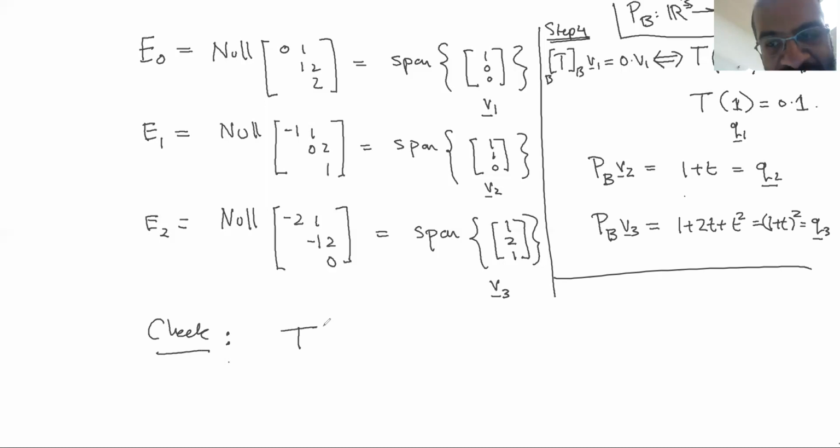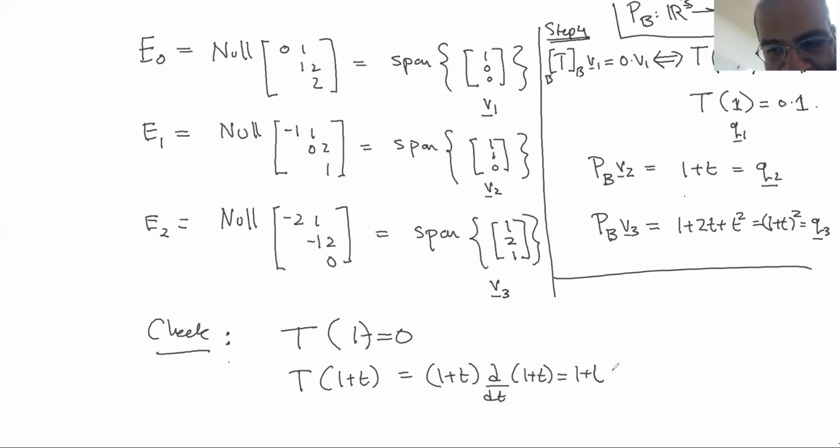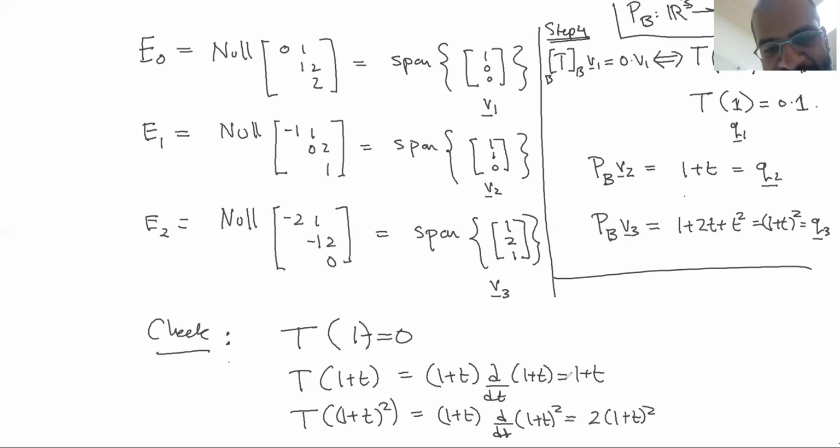So indeed, T of 1 is 0. We already checked that. T of 1 plus t is 1 plus t times the derivative of 1 plus t, which is just 1 plus t. Then T of (1 plus t) squared is 1 plus t times the derivative of (1 plus t) squared, which is 2 times (1 plus t) squared. So indeed, these have eigenvalues 0, 1, and 2. So this checked out.